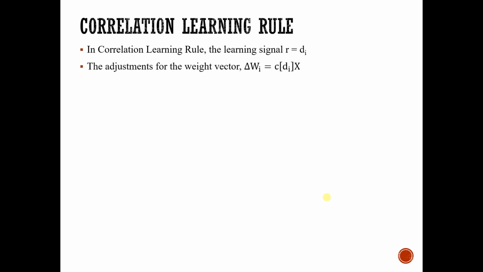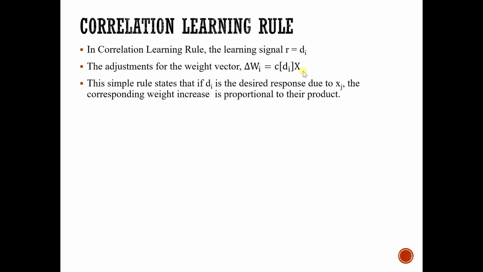So the adjustment of the weight vector, delta w_i, is made up of the learning constant c, the learning signal r, and the input vector. So it is c d_i x. Now this rule states that if d_i is the desired response due to x_j, here I have specified small x_j because this is a vector, made up of say x1, x2, x3. So many inputs are there.